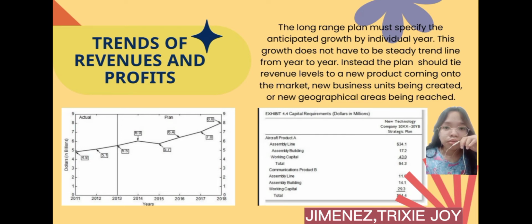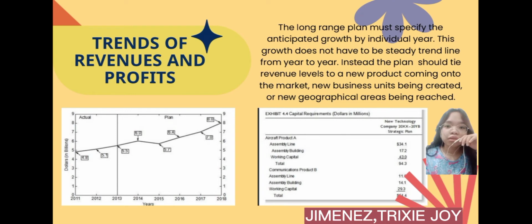Exhibits 4.2 and 4.3 provide examples of such graphs. Each example displays both actual sales and earnings for the last several years of operation as well as forecasts for the remainder of the business plan term.